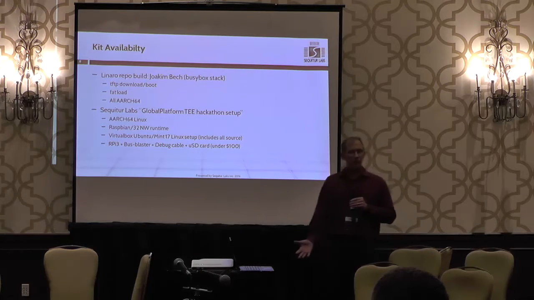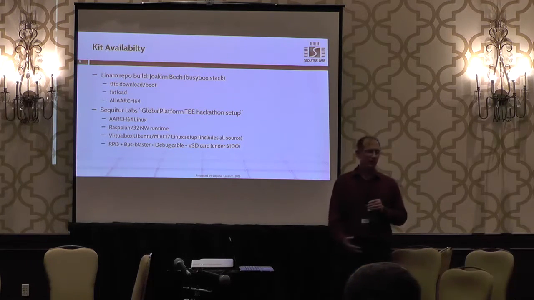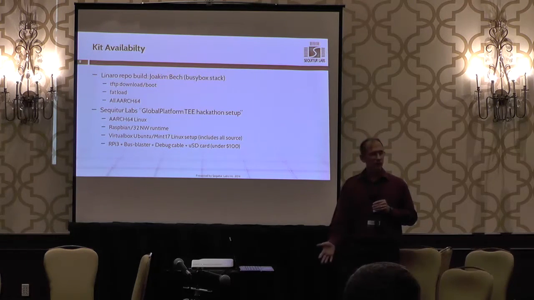We built a VirtualBox Ubuntu image that includes all the source code for the stack, including the OpenOCD port. The whole kit itself consists of the Raspberry Pi 3, a Bus Blaster, a debug cable, and a micro SD card, and I think the total cost is probably in the $70 range for everything. So pretty hard to beat, including the debug interface.